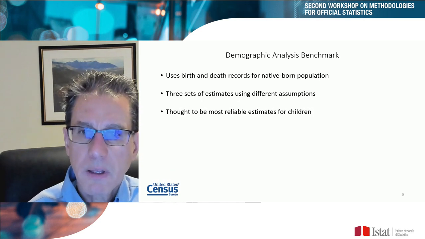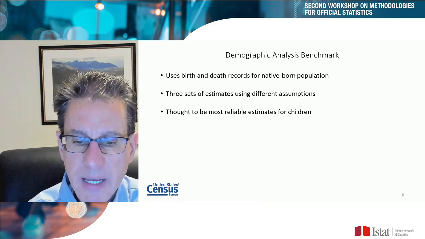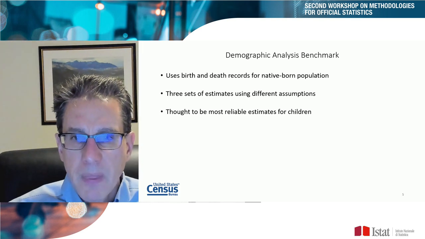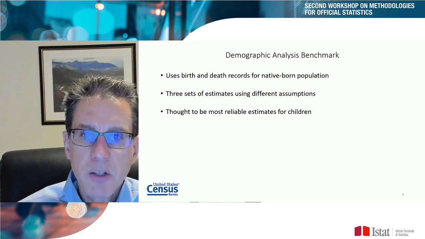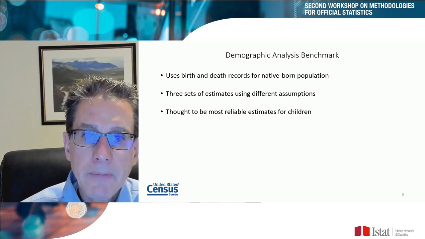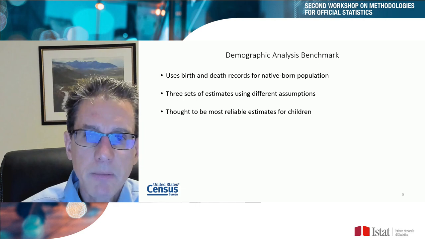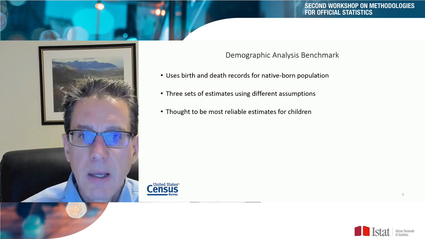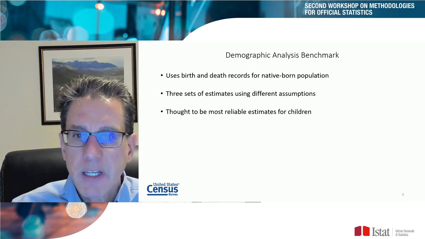So we're going to show the effects of these two second best strategies to improve our population estimates for children by using a benchmark from demographic analysis, which is a cohort component method using vital statistics, birth and death records. And so the demographic analysis has three sets of estimates, high, middle, and low, depending on their assumptions. It's considered to be the most reliable estimates that we have for children. Next slide, please.